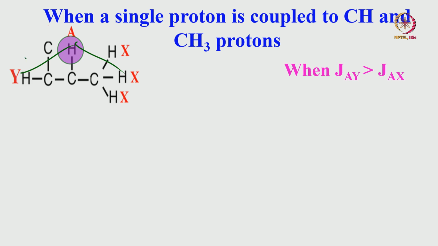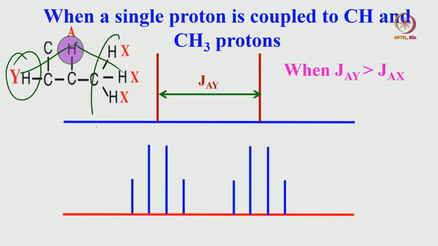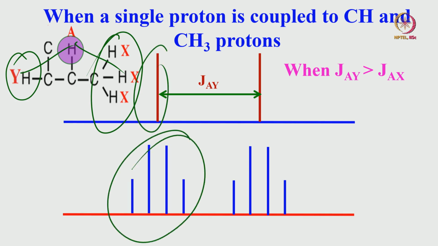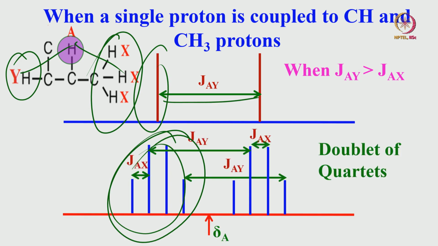A, because of coupling with proton Y, has to be a doublet, because that coupling is larger, and each line of the doublet is split because of 3 equivalent protons, the CH3 group. These 3 are chemically and magnetically equivalent protons, which makes each of these lines into a quartet. What do we call this pattern? The larger separation is doublet and the smaller separation is quartet. So, this pattern is called doublet of quartets.